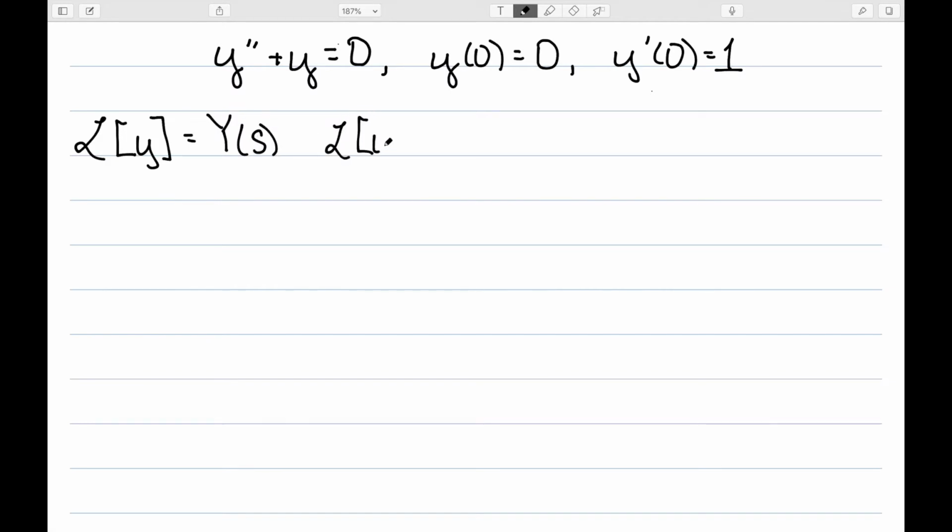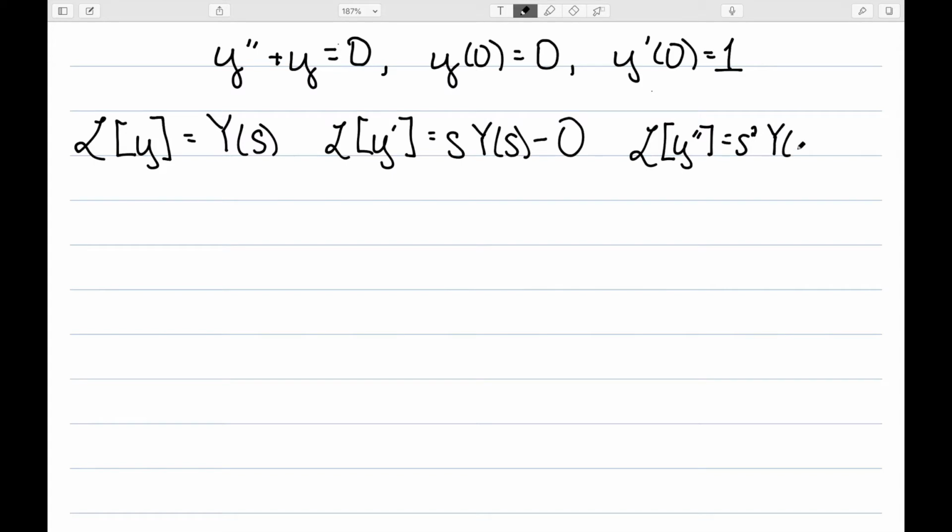The transform of y prime will then be sY of s minus y of 0, which is 0. And the transform of y double prime will be equal to s squared Y of s. This term here will be 0, and then minus the initial condition of the first derivative, y prime of 0, which is 1.